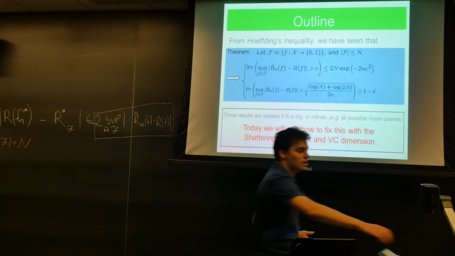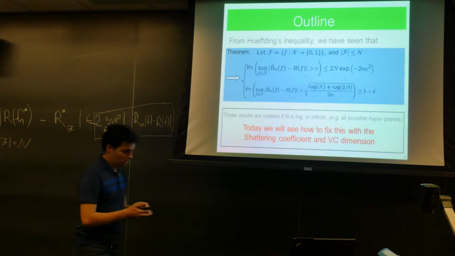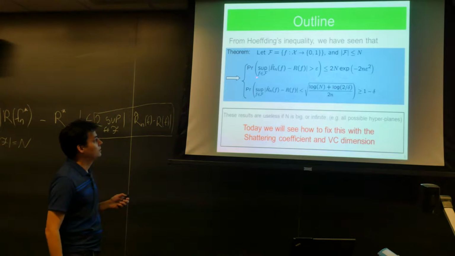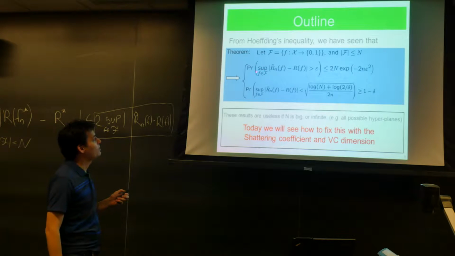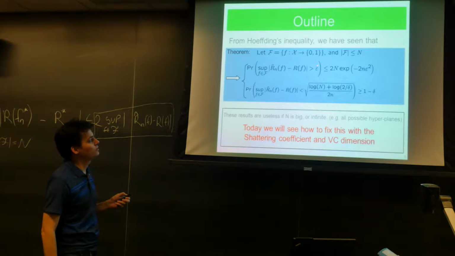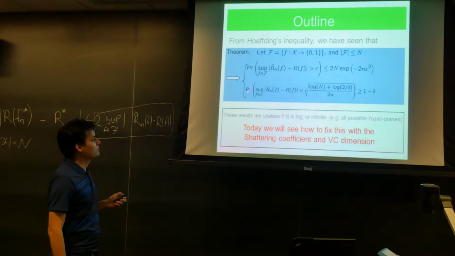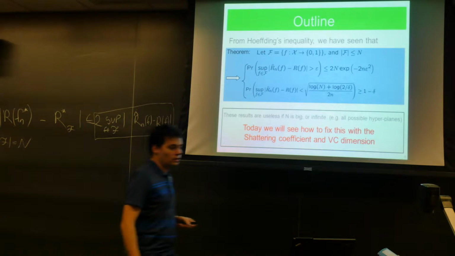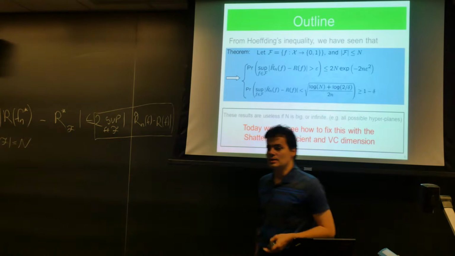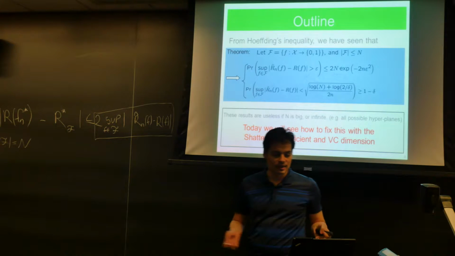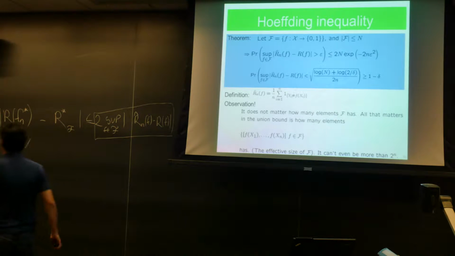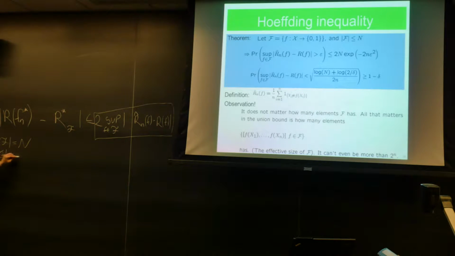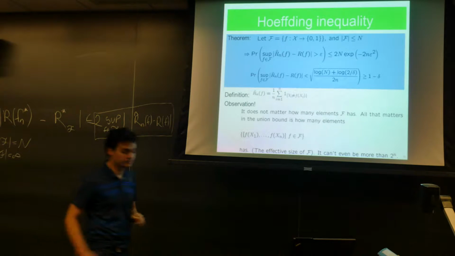This supremum is a random variable, so we bounded this random variable using tail inequalities. So the probability that this random variable is bigger than epsilon, we proved that that's smaller than a number. And when we used inversion, then we got this inequality. The issue is that those function classes that have finite elements are not that exciting. And then we started to think about what to do in those cases when it has an infinite number of elements.